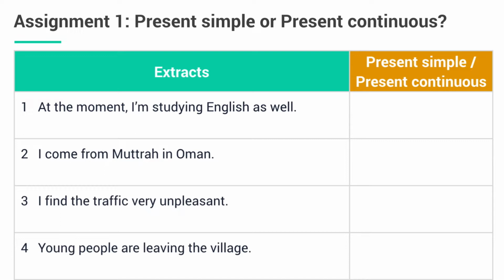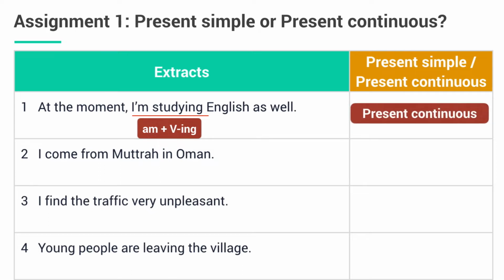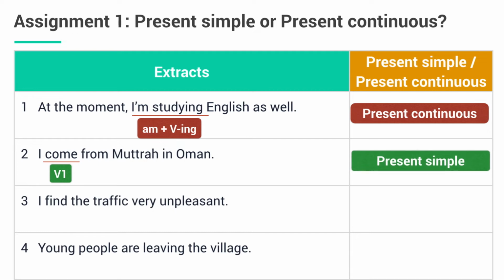Now I'm going to help you to solve this assignment. First, you need to underline the verbs in these 4 extracts. Extract number 1. We need to underline the verb am studying. As you can see, this is am plus the ing form of the main verb study. Hence, it must be present continuous. Extract number 2. The verb come should be underlined. This is V1 or the base form of the main verb come. Thus, this one is present simple.